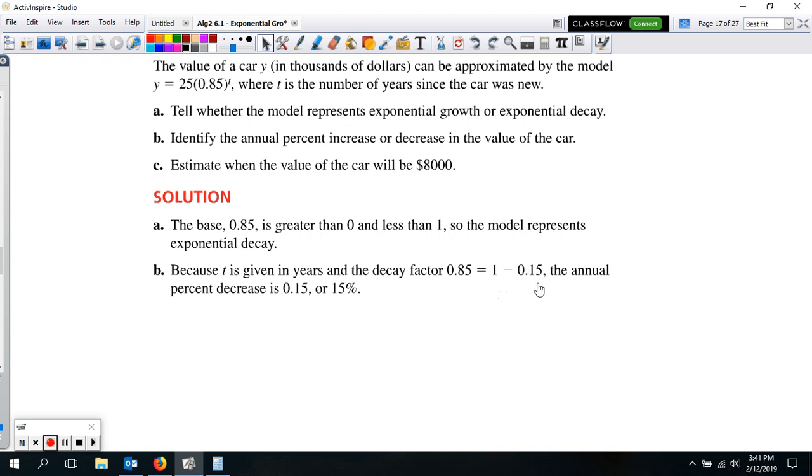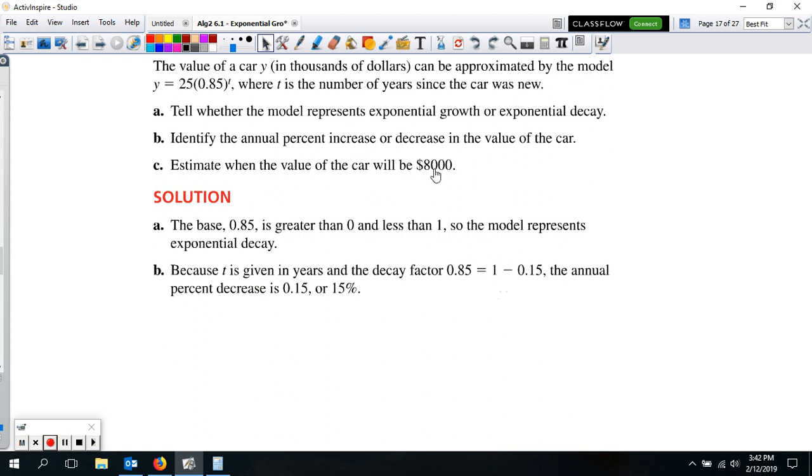So that's something you could do to solve this, but you need to figure out that the r has to be 0.15. 1 minus 0.15 gives us this 0.85. So if I make this my r, now my rate is going to be 15%, and it will be a decrease because it's decay. If you have decay, it'll always be a decrease. If it's growth, it'll always be an increase.